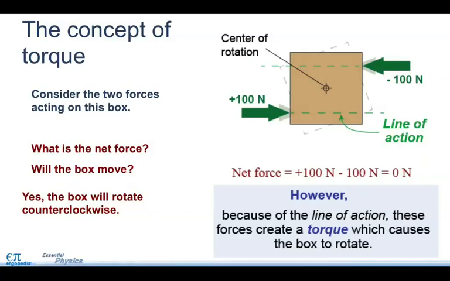Remember that torque is the product of force and a moment arm. And the moment arm is the perpendicular distance from the pivot to the line of action. So it's the perpendicular distance from the pivot to the line of action. And we'll see more about that later.